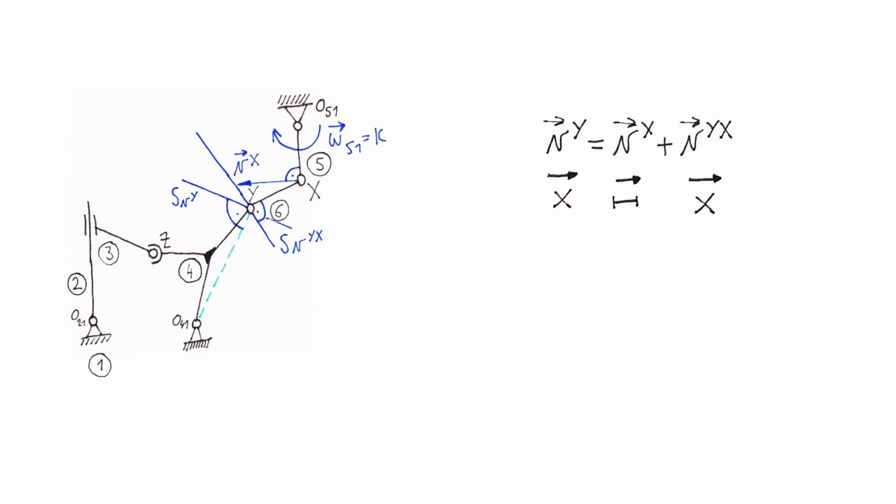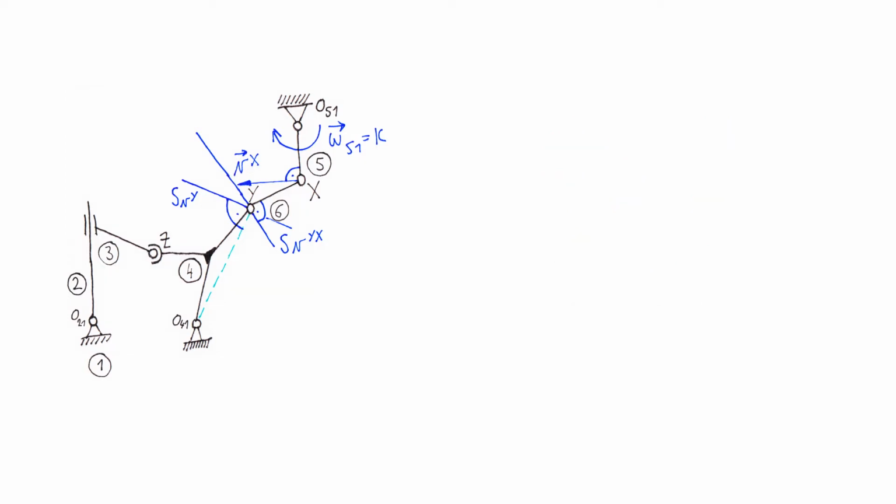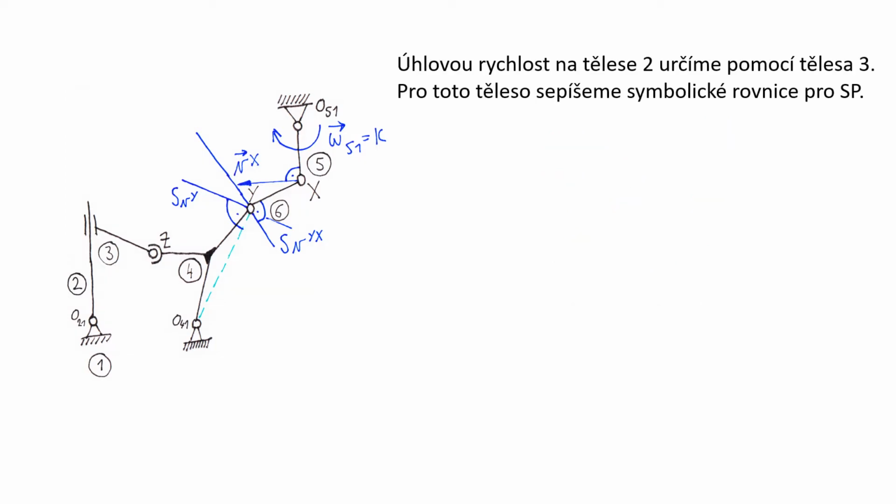is perpendicular to body number 5, and its magnitude is omega 5-1, which is given, times the distance between point x and O51, the center of rotation. And we will solve this equation graphically or numerically. So this way we will find out the velocity of point y, which is both on body number 6 and body number 4.